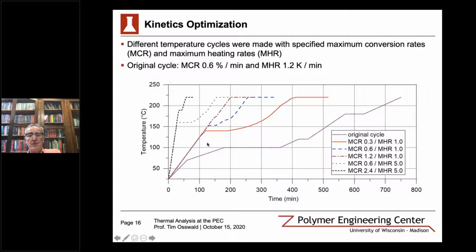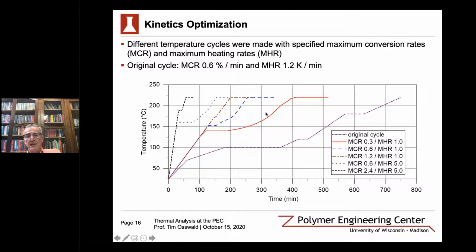So we started out with the original cycle, which is here, and then we varied different things. The original cycle had a maximum conversion rate of 0.6% per minute, and a maximum heating rate of 1.2 degrees Kelvin per minute. So that's the baseline. And so we did all kinds of different analysis. Here's where Alec started playing with the software and also doing some optimization.